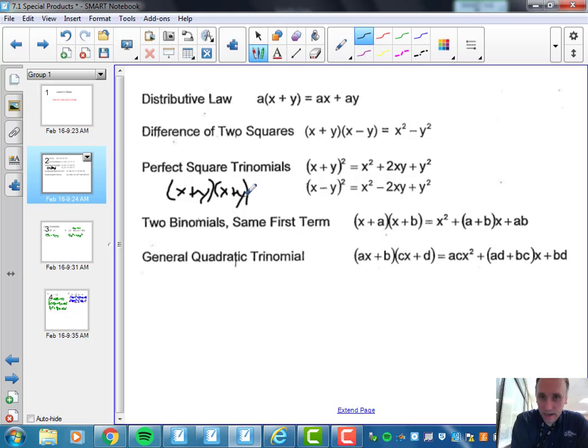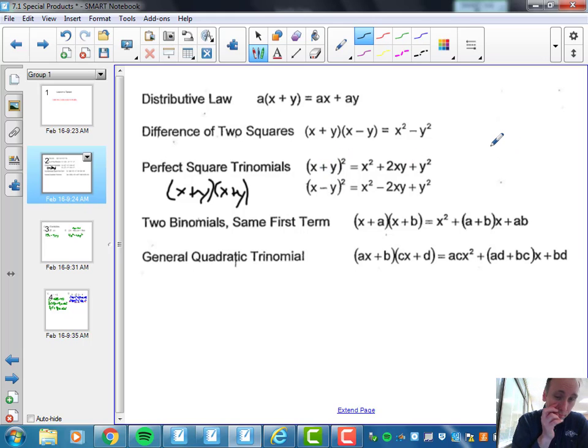Otherwise, multiply it out. But x plus y squared should not be x squared plus y squared, and x minus y squared is this product. Okay, x squared plus y squared is not either of these.